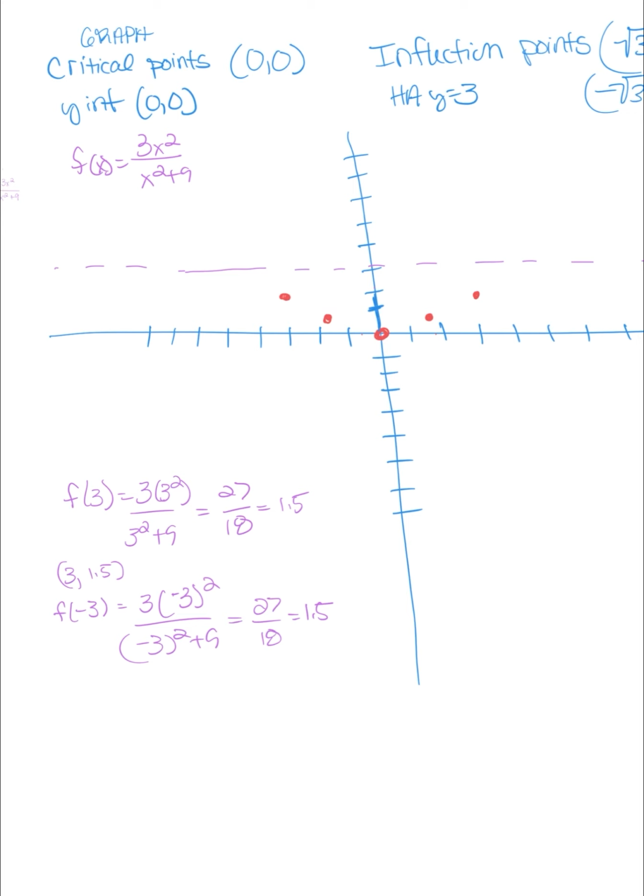Well, let's do a little bit further out. Let's say 1, 2, 3, 4, 5, 6. Let's say f of 6. 3 times 6 squared divided by 6 squared plus 9 equals, so we have 3 times 36, it's going to be 108, divided by 36 plus 9. 36 plus 9 is 45. And then we have 108 divided by 45. That's going to give us 2.4. So we have f of 6. So that's 1, 2, 3, 4, 5, 6. And we're going to go up 1, 2, 3, to 2.4.